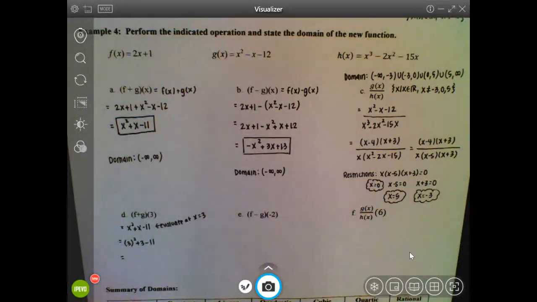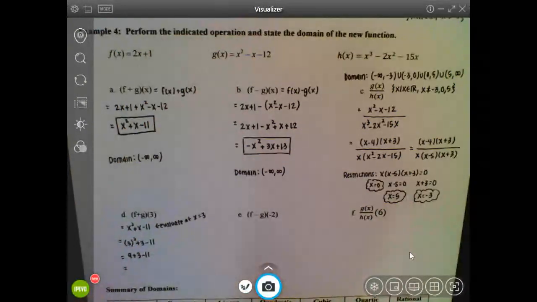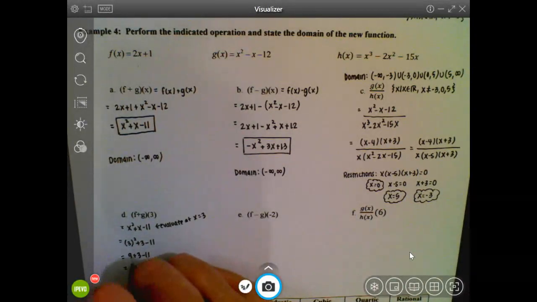So 3 squared plus 3 minus 11, so 9 plus 3 minus 11. So that's going to give me 12 minus 11, which would just give me a 1 here.